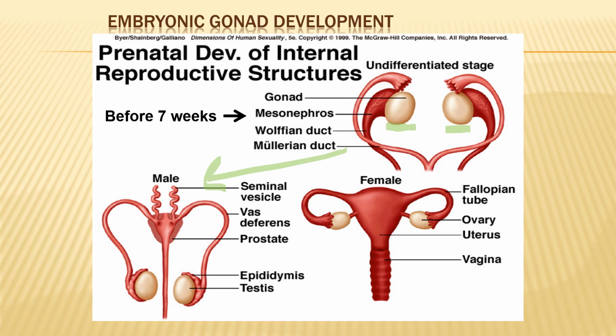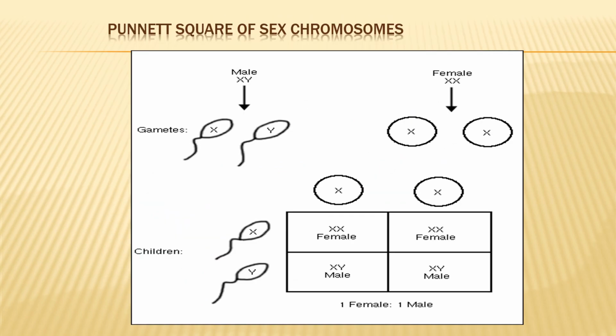If that gene is not activated because you don't have a Y chromosome, but you have two X's, by default, the embryonic gonad turns into ovaries. So it's the activation of that gene around 7 weeks after fertilization that controls the sex development of the embryo.